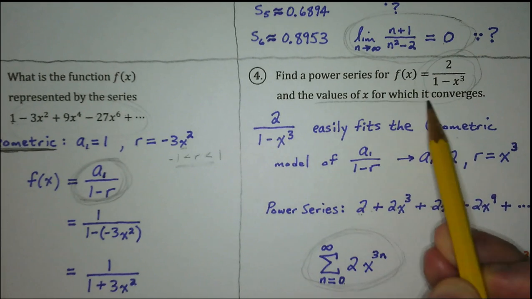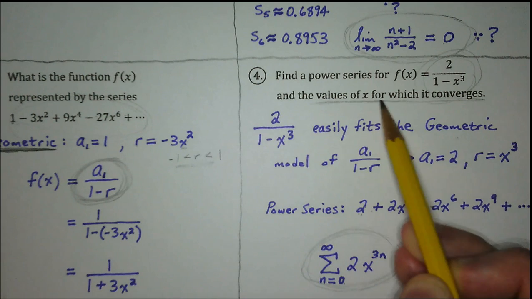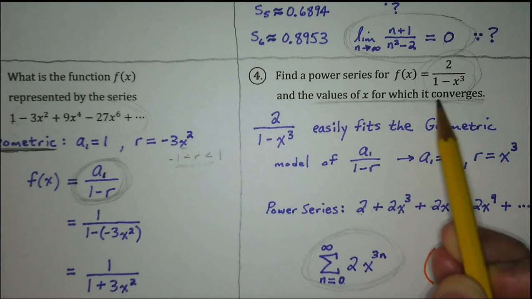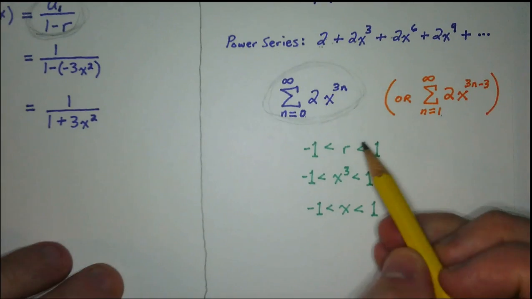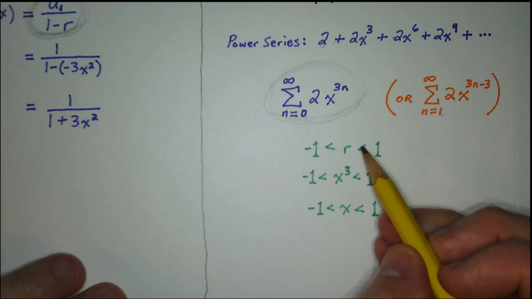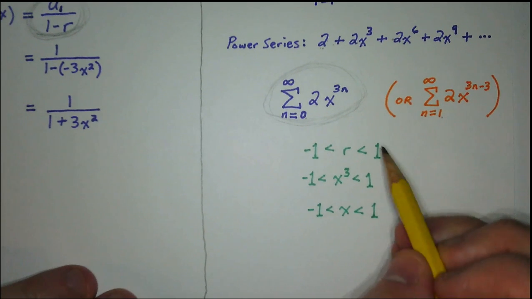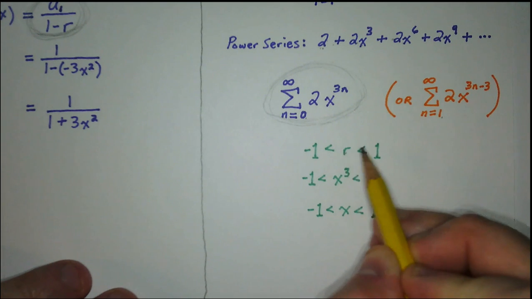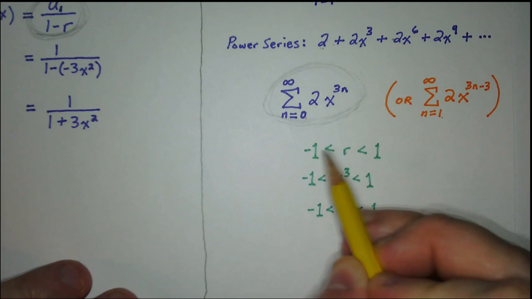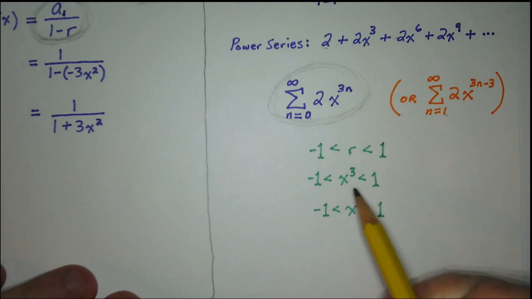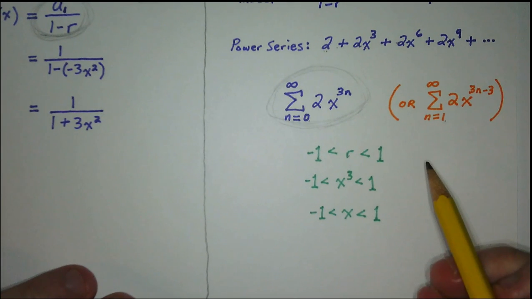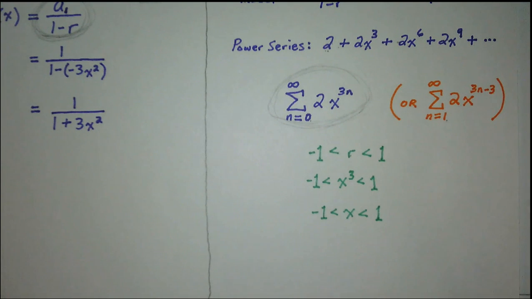And as far as the values of x for which it converges, in other words, the interval of convergence. Remember, since it's geometric, that's really good news. We know that geometric series only converge as long as the common ratio is in between negative 1 and 1. And so here our common ratio is x cubed. Now, let me pause for a second. I just want to elaborate a little bit on that concept.